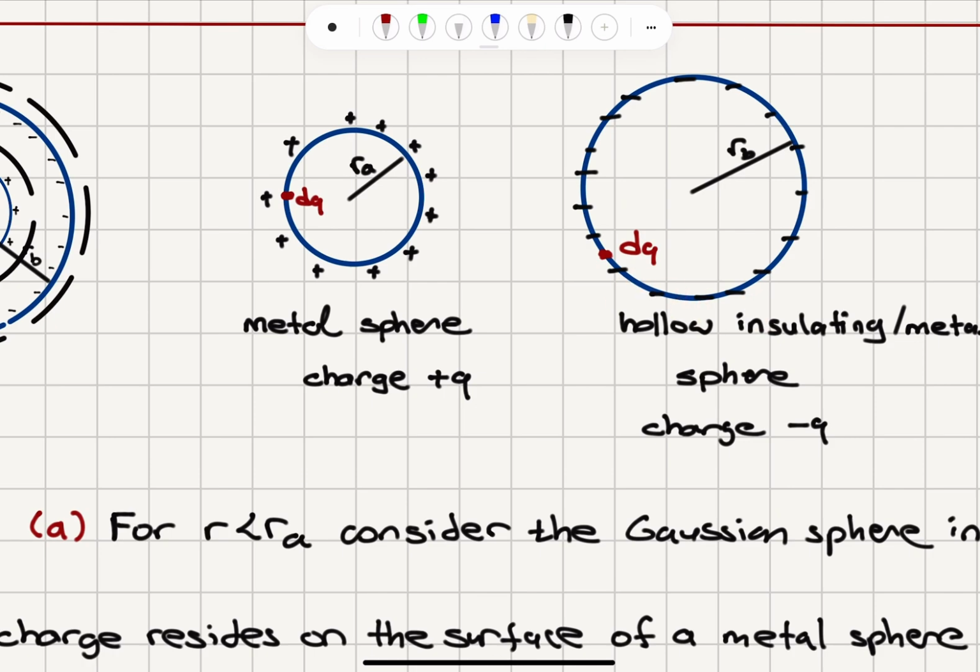For this one, it's similar. It's minus KQ over R sub B inside, and it's a constant because the electric field is 0. Outside, it is KQ minus KQ over R.